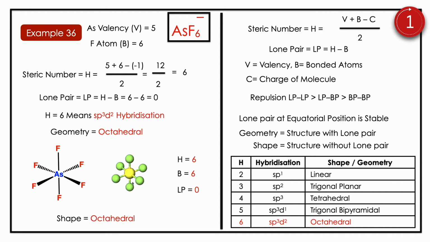Then AsF6 minus. Arsenic valency is 5 because of nitrogen group. Fluorine atoms are 6. So steric number will be (5 plus 6 minus (minus 1)) divided by 2, which gives 12 by 2 gives 6. Lone pair will be H minus B, which gives 6 minus 6 equals 0. H6 means sp3d2 hybridization, which gives geometry of octahedral. Since there is no lone pair in the system, shape and geometry will be same. Shape is octahedral. So the shape of AsF6 minus is octahedral.